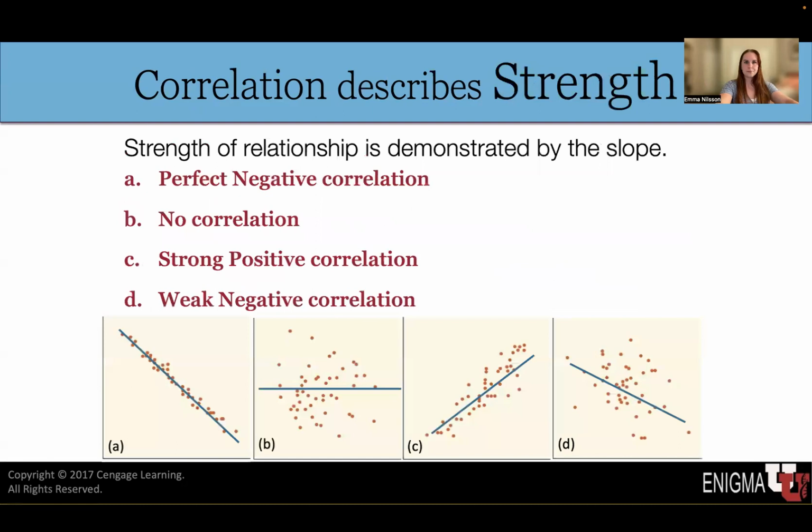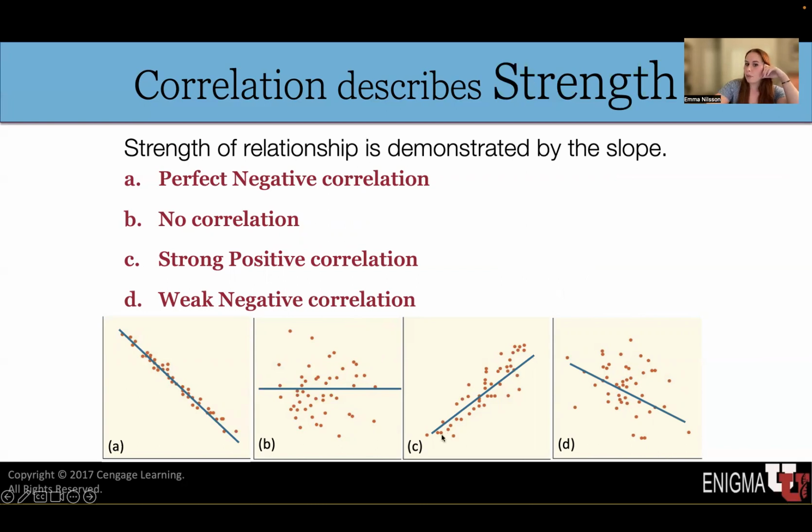Correlation can also describe strength. And the strength of the relationship is demonstrated by the slope of the line in the relationship that we're looking at. So these are just some examples of different strengths. A perfect negative correlation has that perfect diagonal downward slope. That's the strongest negative correlation you can have. No correlation is going to look like this. The slope is just a straight line or zero. There's no correlation between whatever these two variables are.